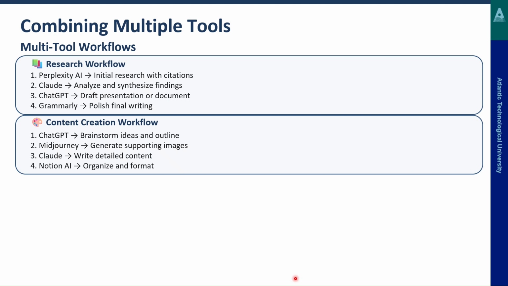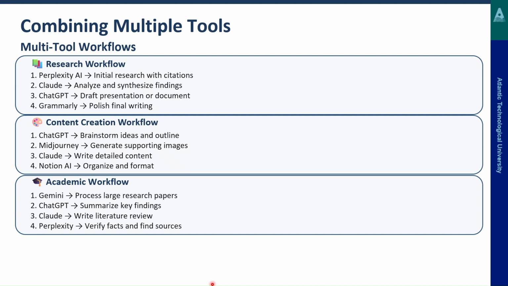What about content creation? Well, we could start with ChatGPT to brainstorm ideas and give us some outlines. Then we could go over to Midjourney and generate supporting images. Or we could even just do that within DALL-E that's integrated within ChatGPT, but just for demonstration purposes. Then we could go to Claude to write detailed content, and then go to Notion AI to organize and format. So again, we could go through this whole content creation workflow, starting with brainstorming and having the finished product out the other side.